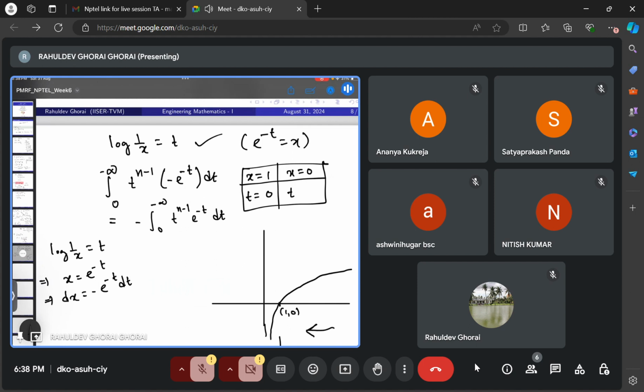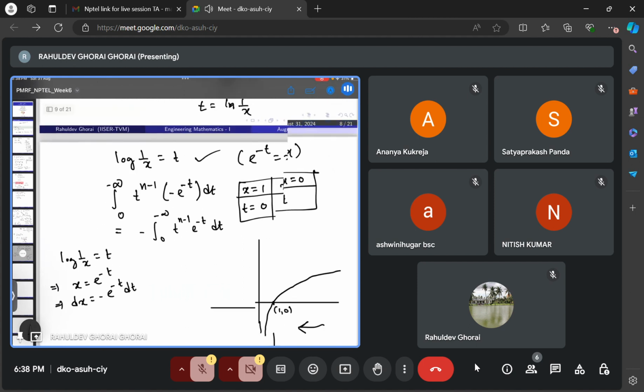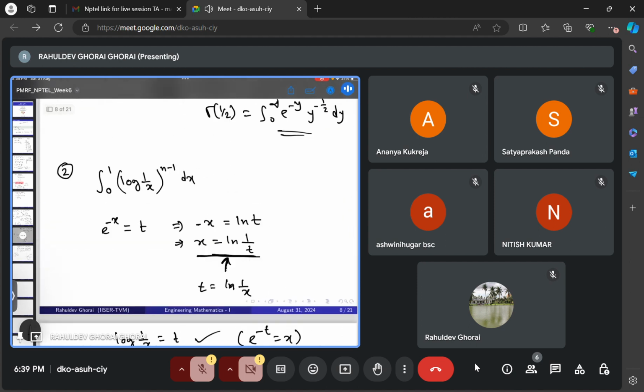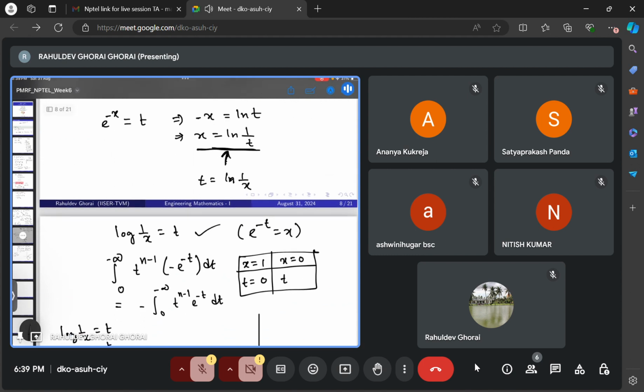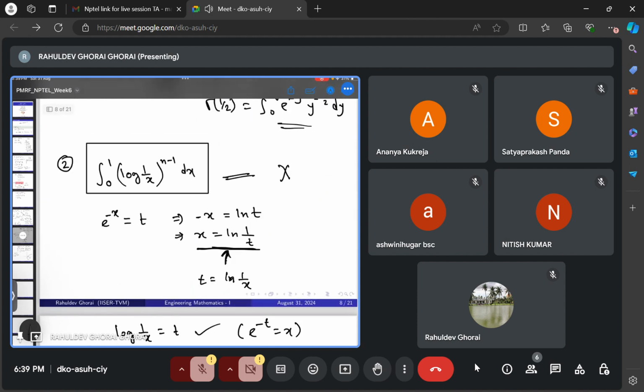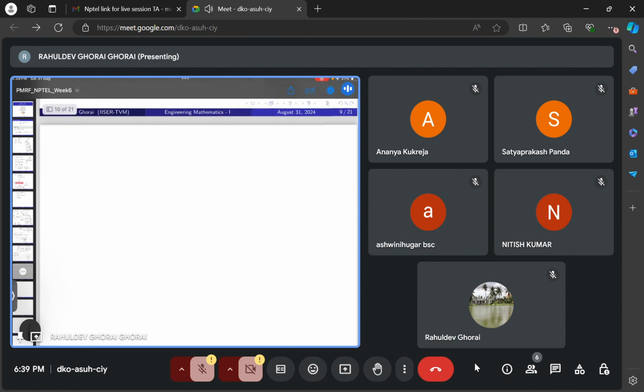So this question, I think you just leave this question. This has some issue. Let's not do it for now. I'll tell you what the issue is in the next class. I think there will be some issue here because when x tends to 0, t should tend to minus infinity, but that's not the case here. So let's forget this question and I will do the next question.